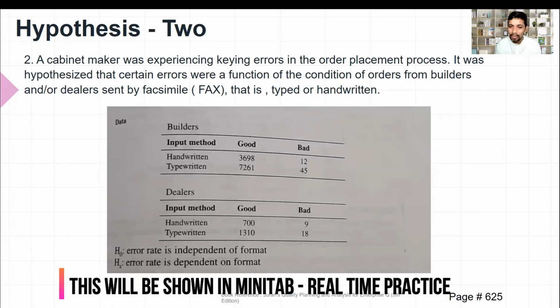So let's talk about example number 2. This is even more interesting. A cabinet maker was experiencing keying errors in the order placement process.